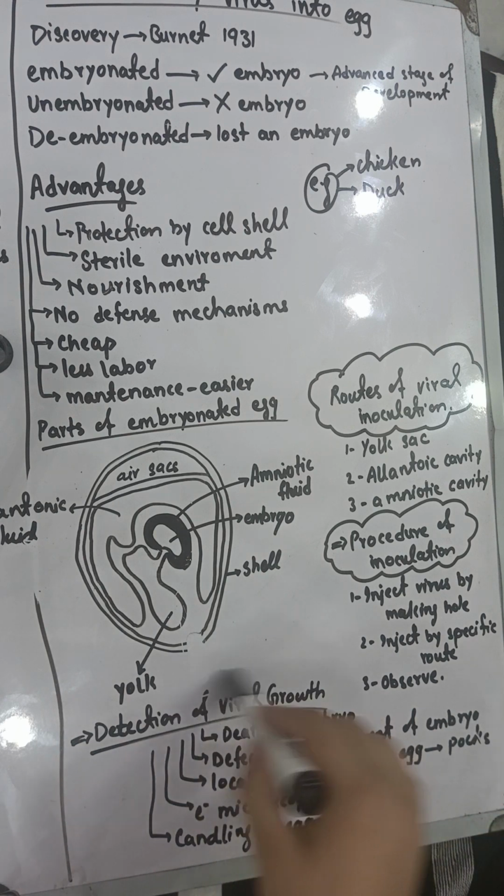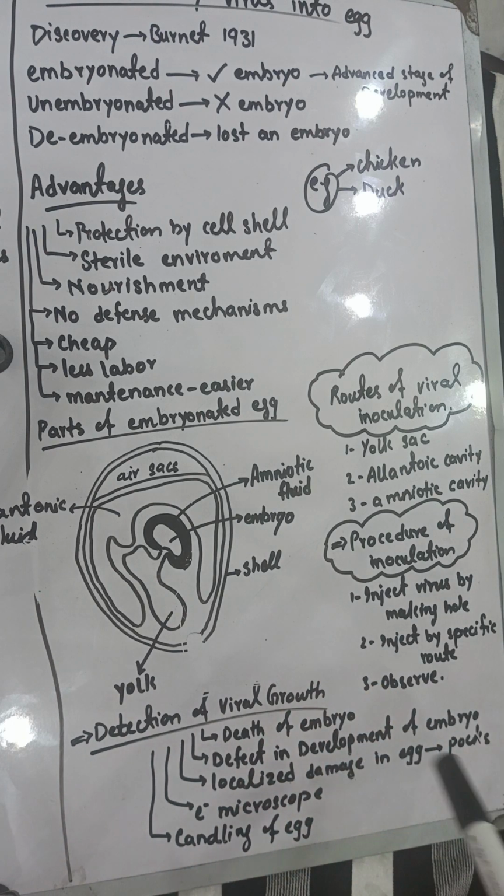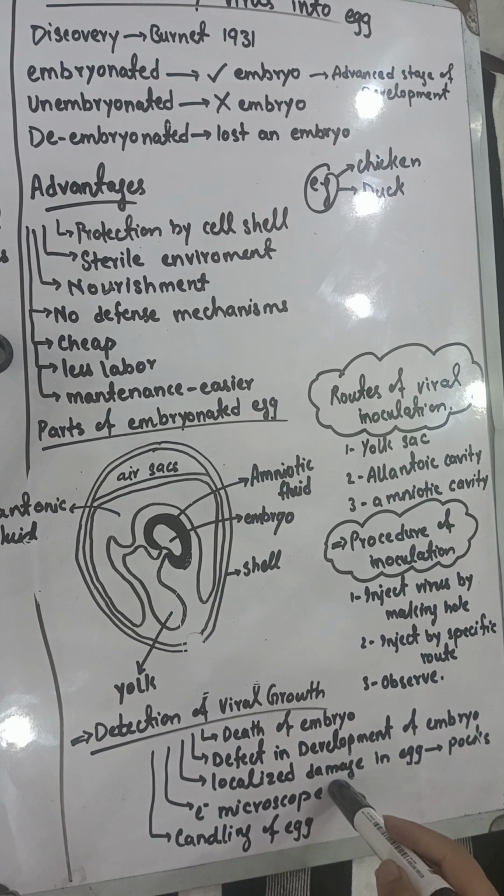Now how will you detect those viruses, and the stage of development of the virus? So there are two methods. First, the electron microscope should be used for it. Lastly there is the candling effect. So what is the candling effect? This is a process in which you place an egg in front of a strong source of light, and after that you will clearly see what is inside that particular egg.